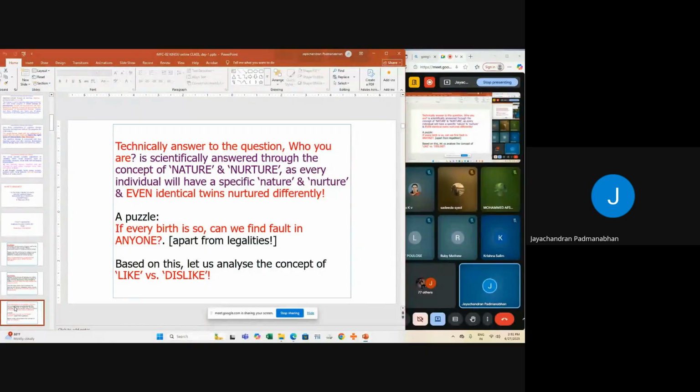So technically, what is the answer to the question of who you are? Somebody asks who you are, you would say I'm so and so, I'm doing so and so, that is my profession, or my parents are so and so. But technically it is nature and nurture. A person means nature and nurture, N plus N.